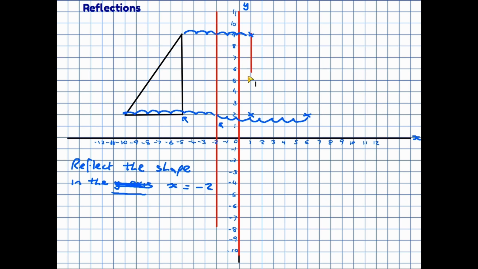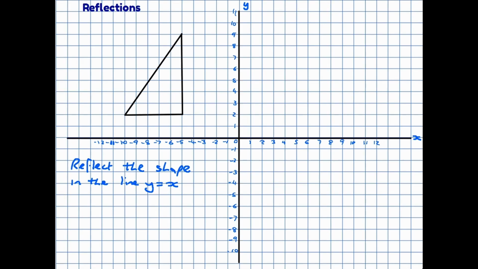Again, connect the lines, and we can see that we have indeed created a reflection, but this time it's not about the origin, it is about the line here at x equals -2. You can see the line is in the center, exactly in between the two triangles. Now one more example, and for this third example we are being asked now to reflect the shape in the line y equals x.